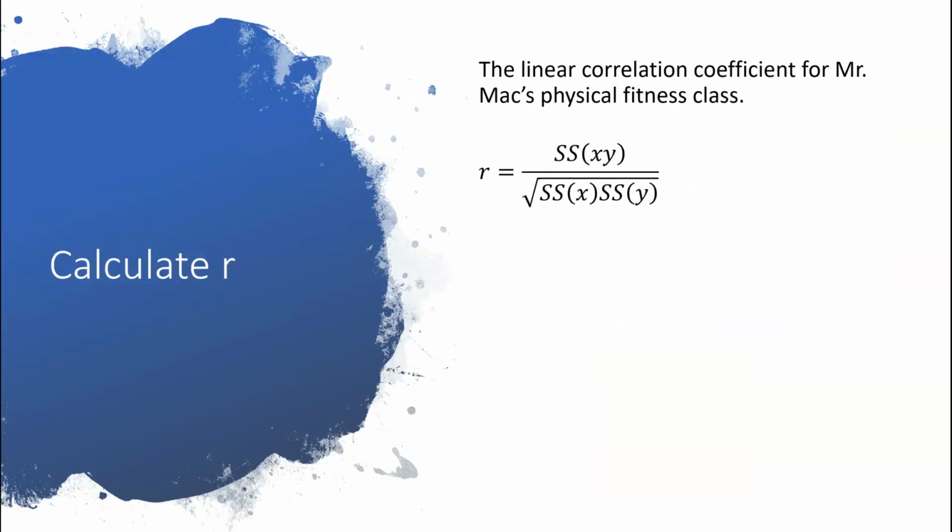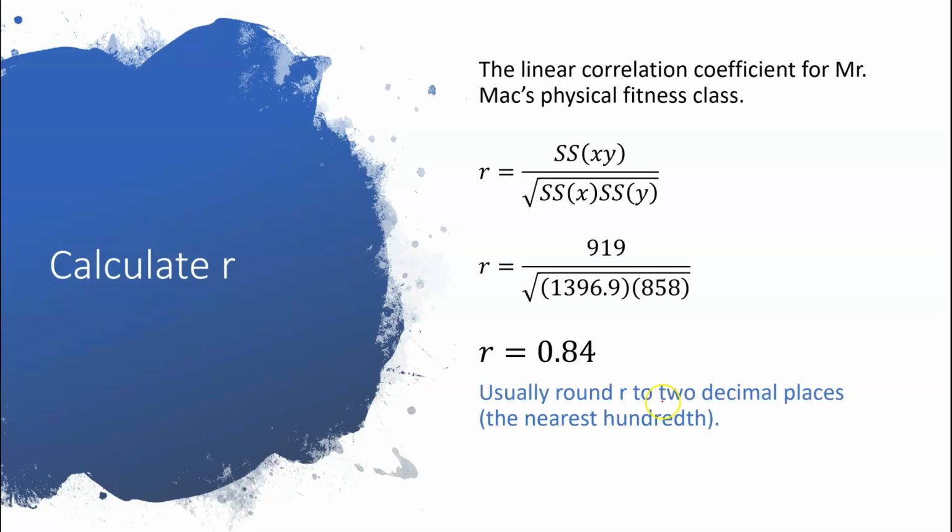Calculating R, we put the sum of squares of x, y over the square root of the product of the sum of squares of x times the sum of squares of y. And we find out that in this case, the linear correlation coefficient is 0.84, and generally these are taken to 2 decimal places.